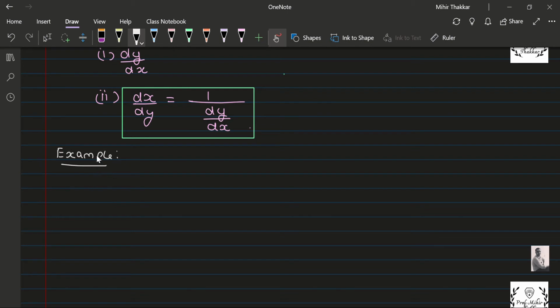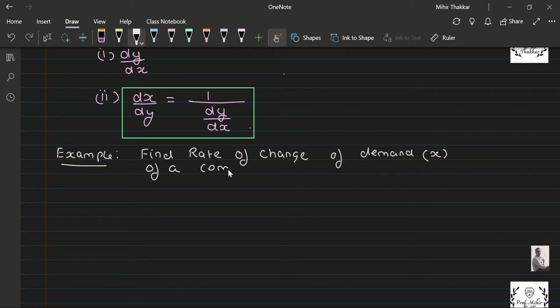Let me take a question for you. The question tells us: find the rate of change of demand, which is x, of a commodity with respect to price y, and I am given the function as y is equal to 18 plus 15x plus 30x square.